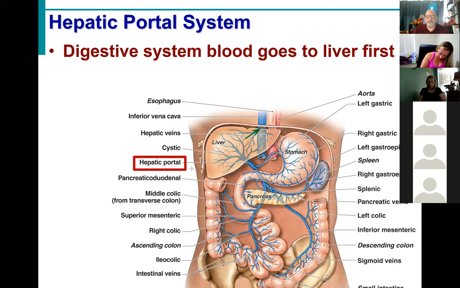So that's why the veins are so different from the arteries in our abdominal pelvic cavity. All right. Questions on that?